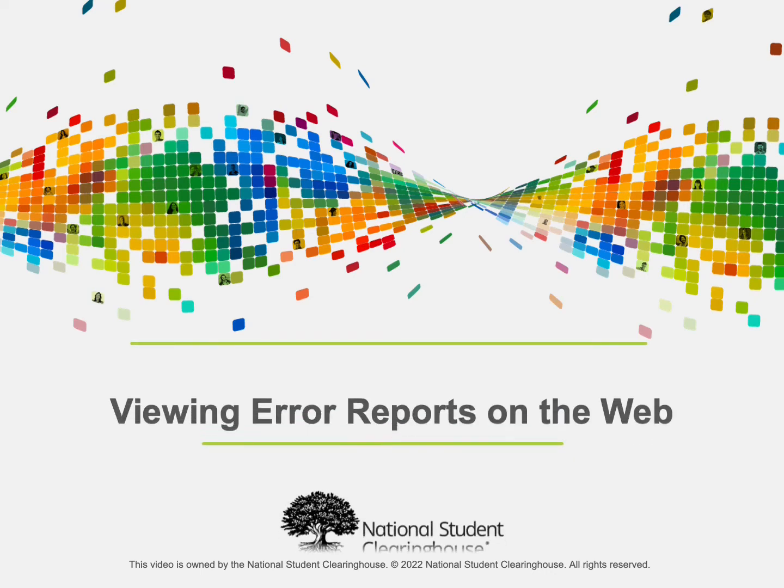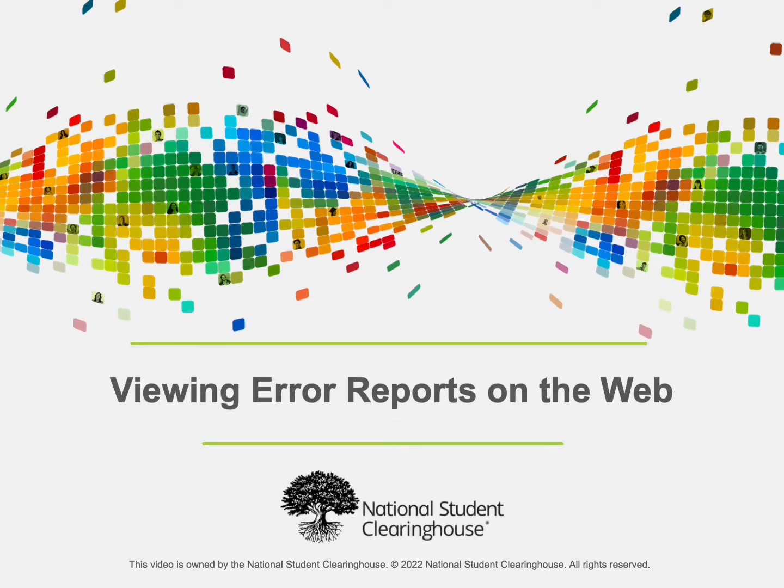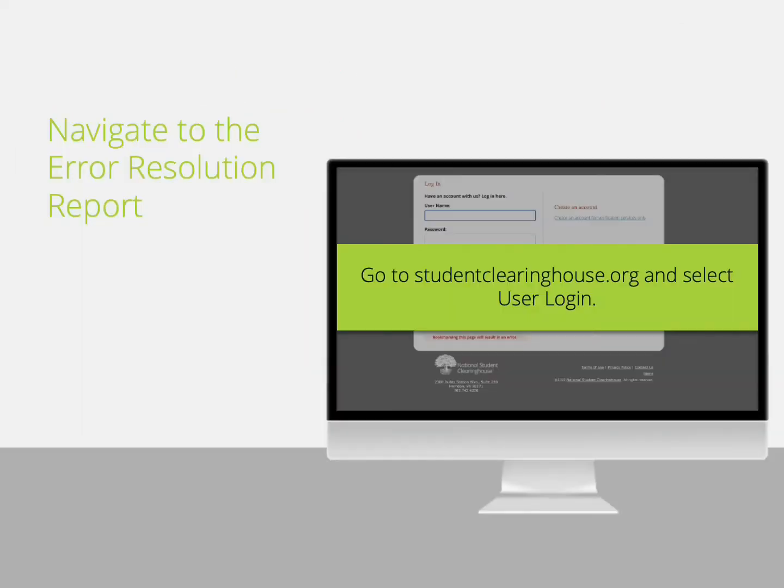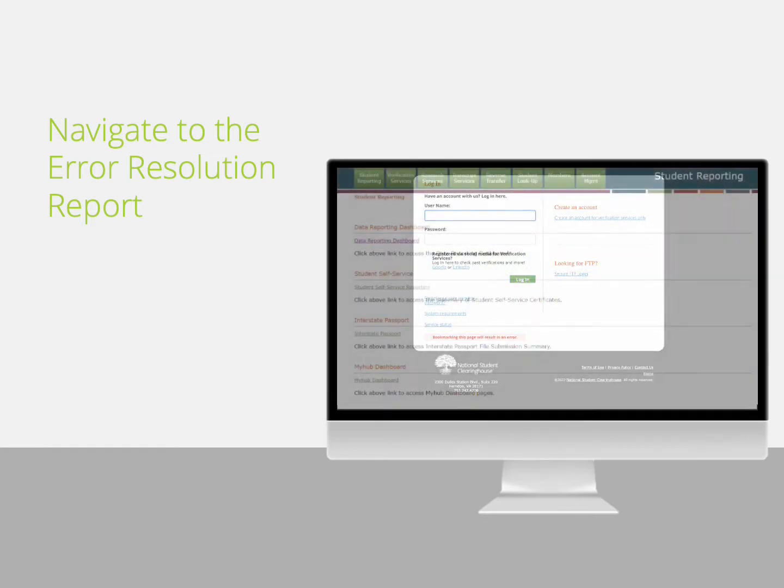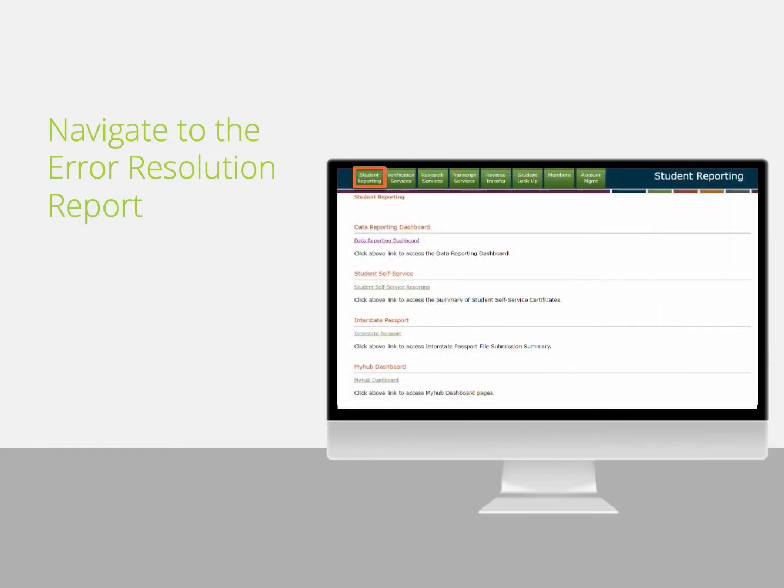This tutorial will walk you through how to access the error resolution on the web report. Go to the StudentClearinghouse.org website, and at the top right-hand side of the page, click the User Login link. After you've entered your username and password, then click on the Student Reporting tab.